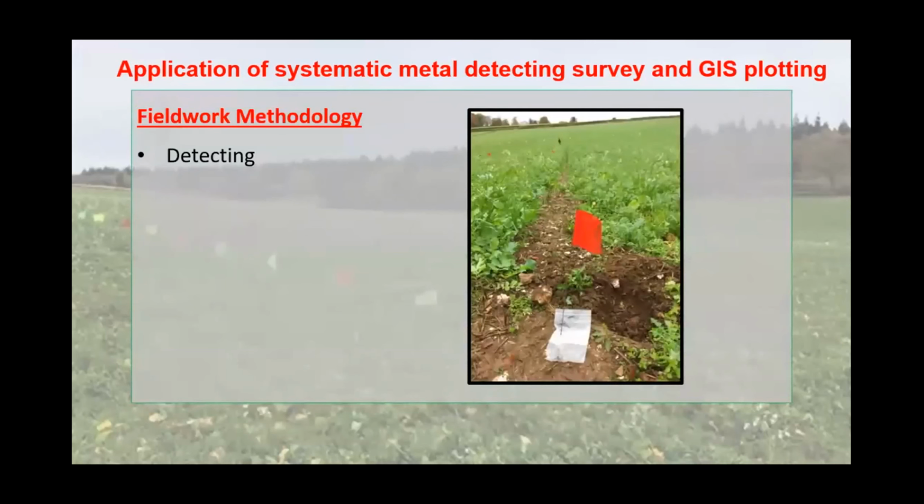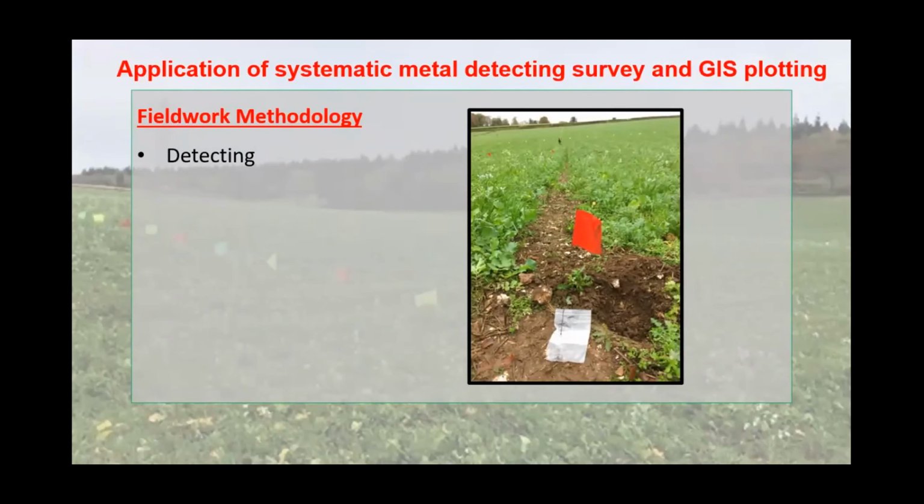Detecting. To make it possible to accurately detect using Garrett ACE 200i metal detectors, the transits were walked using a sweeping action 1 metre either side of the transit line at an average speed of 1 metre per second, moving forward slowly using a motion similar to painting the ground, travelling from north to south and then south to north along the next available transit line.